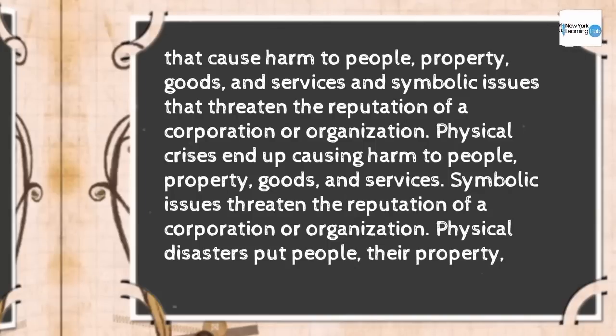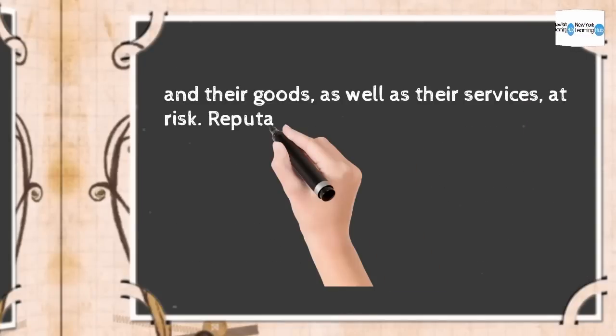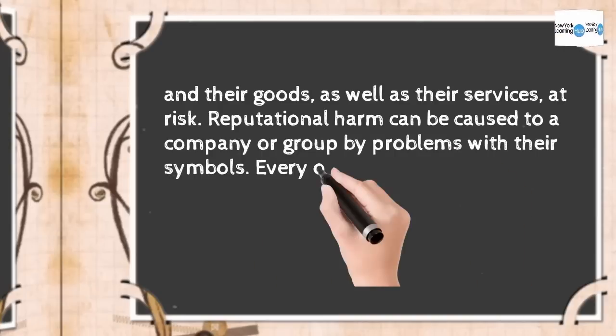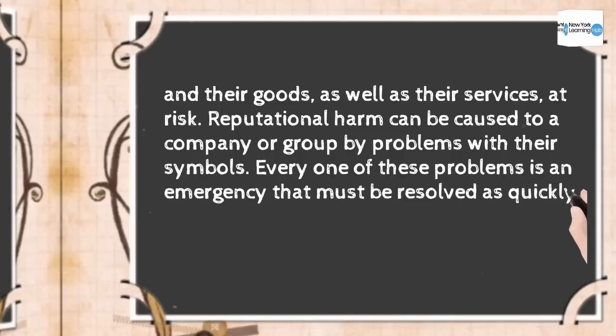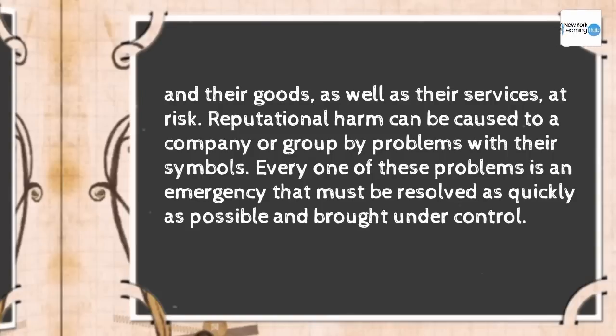Physical disasters put people, their property, and their goods, as well as their services, at risk. Reputational harm can be caused to a company or group by problems with their symbols. Every one of these problems is an emergency that must be resolved as quickly as possible and brought under control.